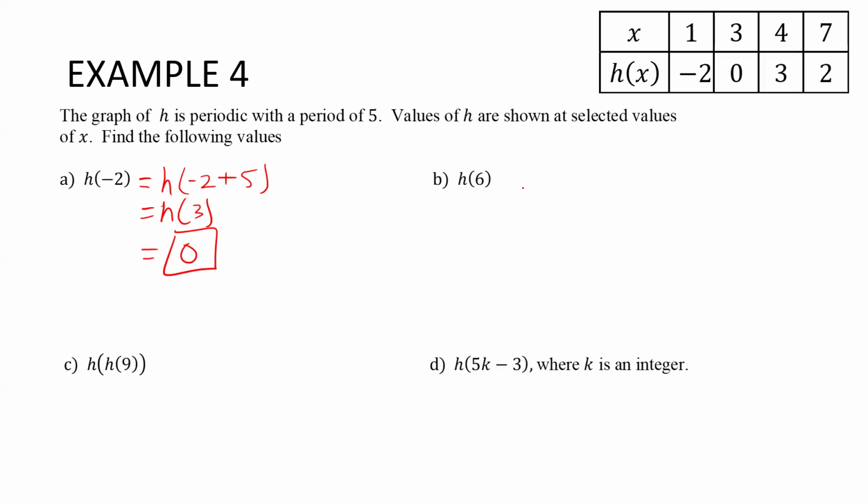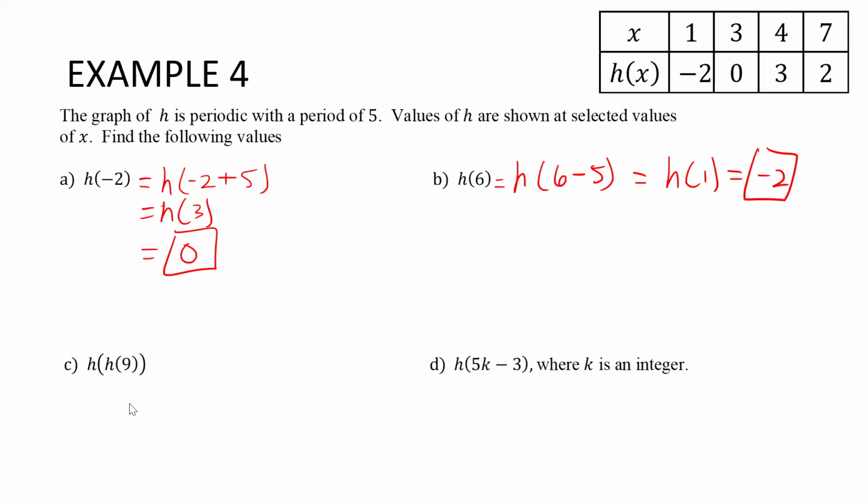Okay, h of 6. H of 6 is in between something here, but I can't add 5 because that'll take me off my table. Does that make sense? So h of 6, I'm going to do what? Subtract. So I'm at 6, and I'm going to subtract 5, and that's going to put me at 1. So its equivalent value is going to be h of 1, which is -2. So again, essentially, I just see it as a puzzle, okay?